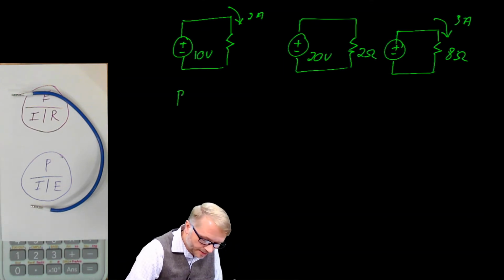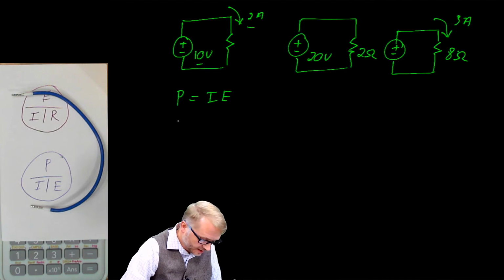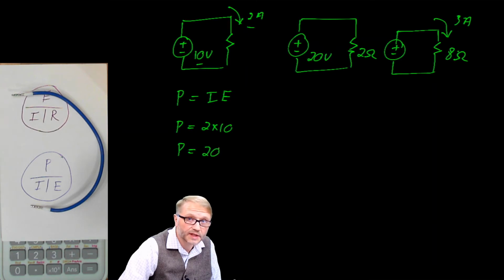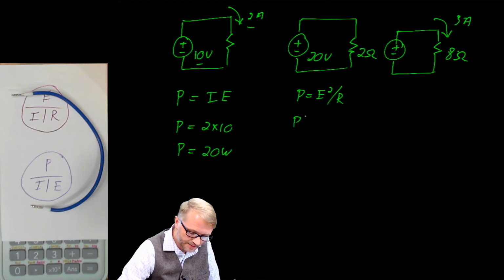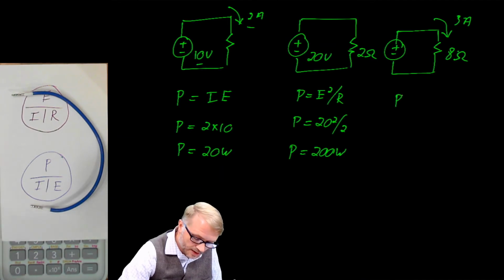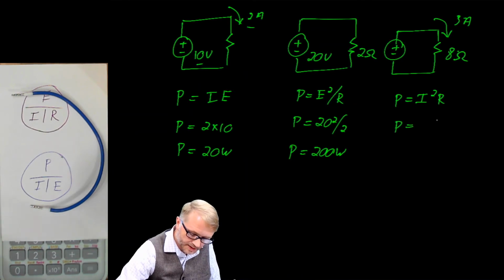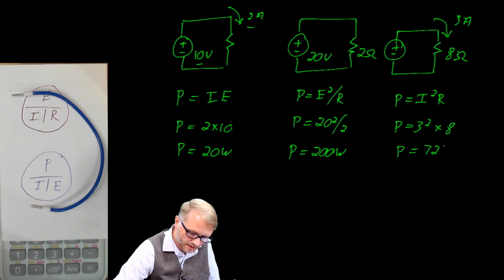You can calculate the power as IE, because you have the voltage and you have the current. So that's 2 times 10. So the power in this circuit is 20 watts. This one here, power is equal to voltage squared divided by resistance, because those are the 2 values you have. So power is equal to 20 squared divided by 2, which gives us 200 watts. For this one, power is equal to current squared R. So I squared R. That's 3 squared by 8. So the power is 72 watts.